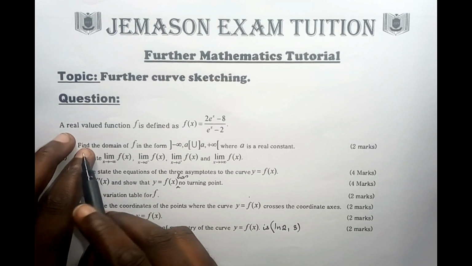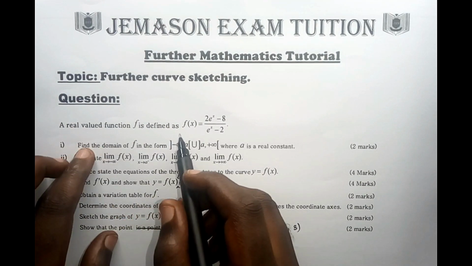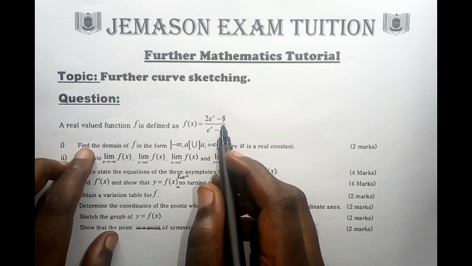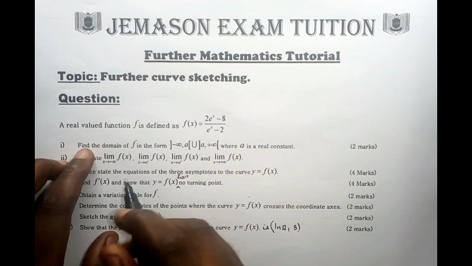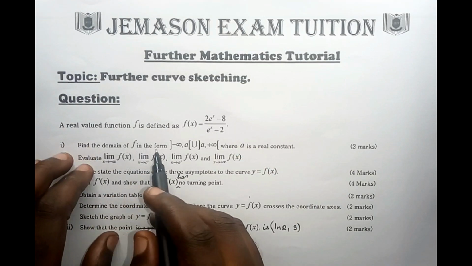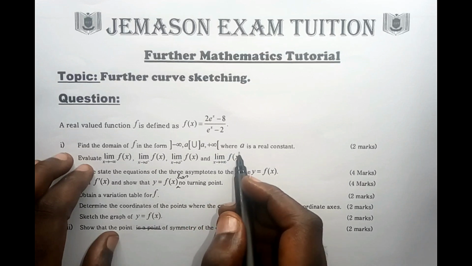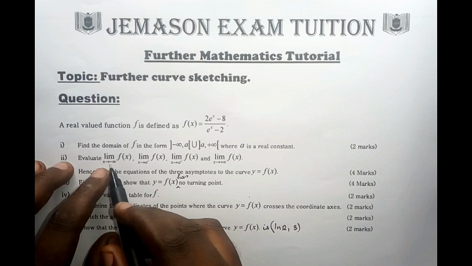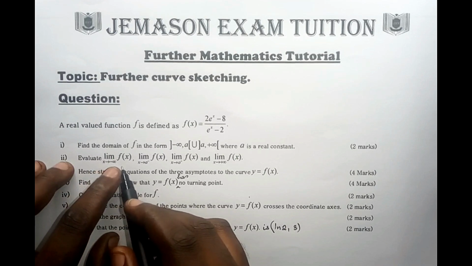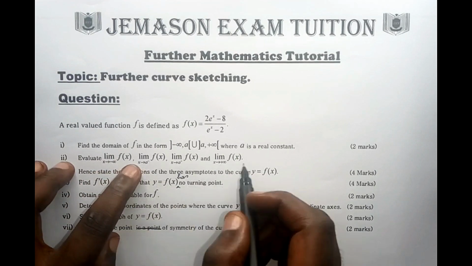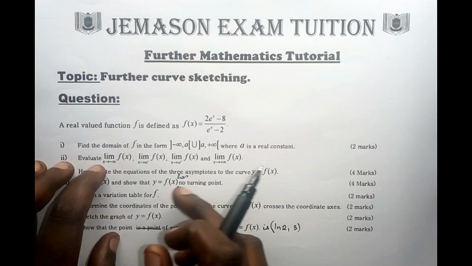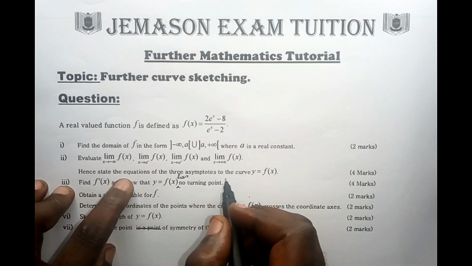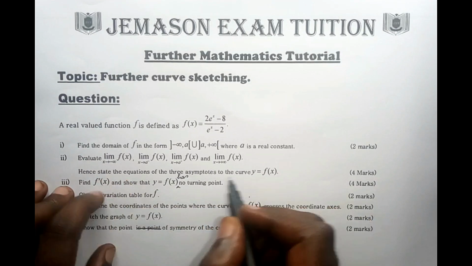The question reads, a real valued function f is defined as f of x equals 2e to the x minus 8 all over e to the x minus 2. Roman 1, find the domain of f in the form this, where a is a real constant. Roman 2, evaluate limit as x tends to negative infinity of f of x and the rest of these others, which are simply limits at the boundaries of the domain. Hence, state the equations of the three asymptotes to the curve y equals f of x.